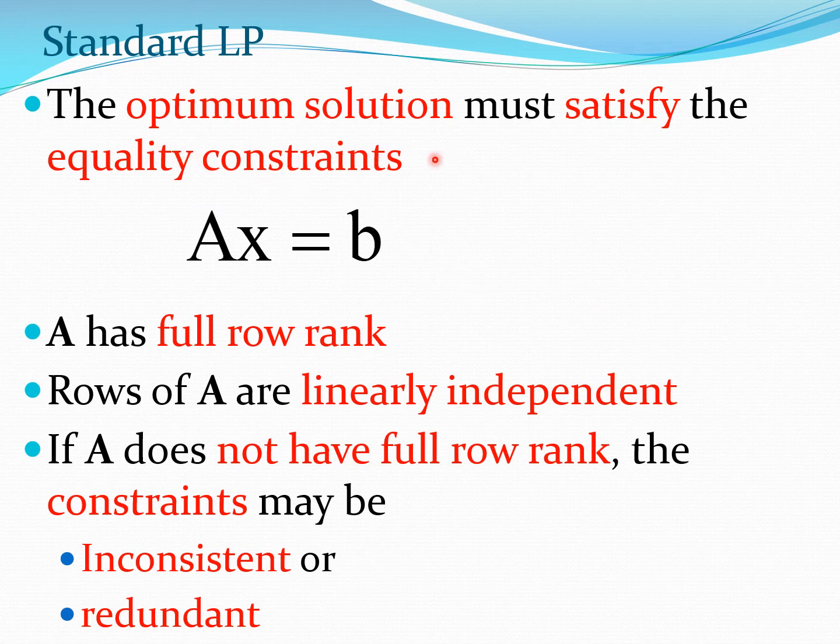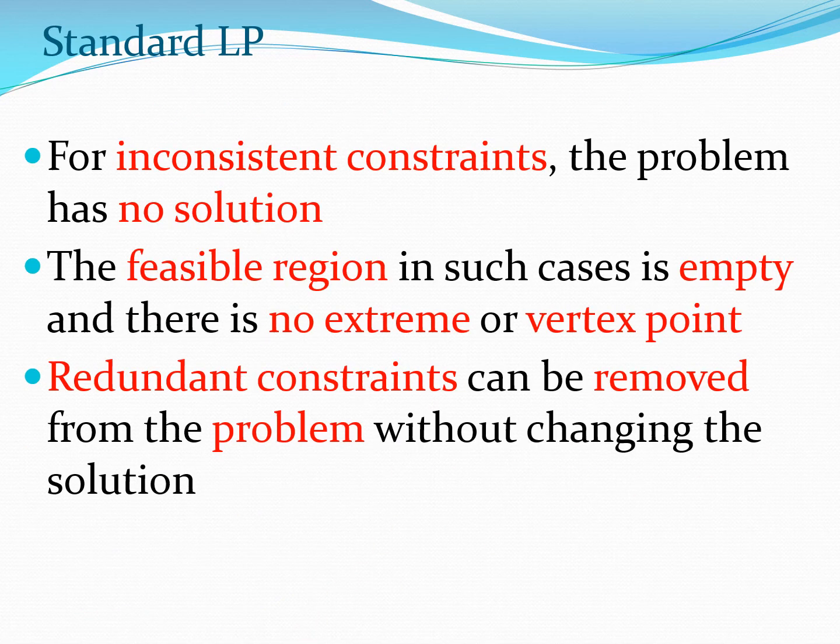So we see that any optimal solution for a typical LP problem must satisfy the constraint Ax = b, and typically A has full row rank, which means that essentially the rows of A are linearly independent. Now if A does not have full row rank, you can have two types of situation. Your constraints may be inconsistent or redundant. If you have inconsistent constraints, the problem has no solution. The feasible region in that case is a null set and there is no extreme or vertex point.